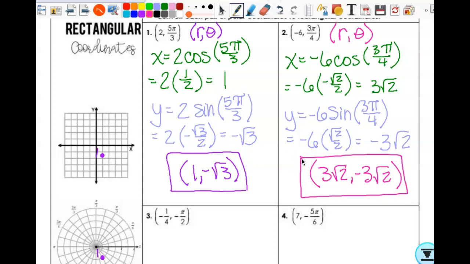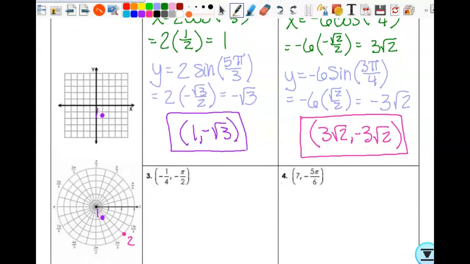And I can see that I was once again in the fourth quadrant. All right, so let's plot that. Let's see what 3 square roots of 2 is. It's about 4.24, so about 4 1/4. So I'd go to the right about 4 1/4 and go down about 4 1/4. It's right about there. And this is point 2. You can see they're pretty much in the same spot. Okay, questions?